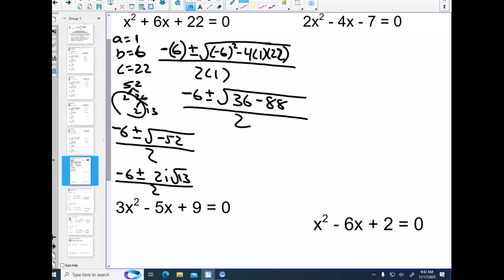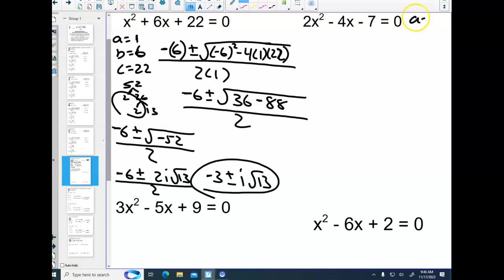And then to finish the problem off, I need to divide both terms by 2. -6 divided by 2 is -3. 2 over 2 cancels, and I'm left with an i root 13 behind. And that's my answer: -3 plus or minus i root 13.